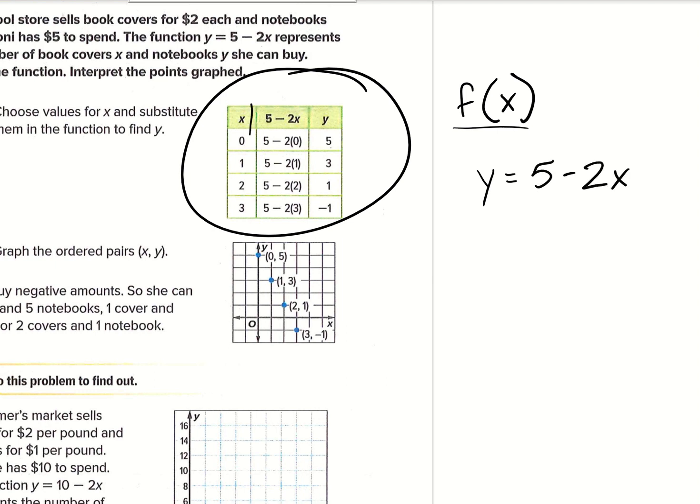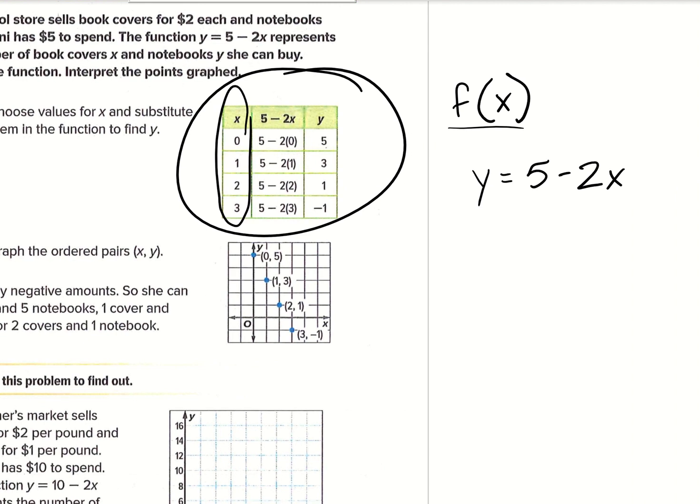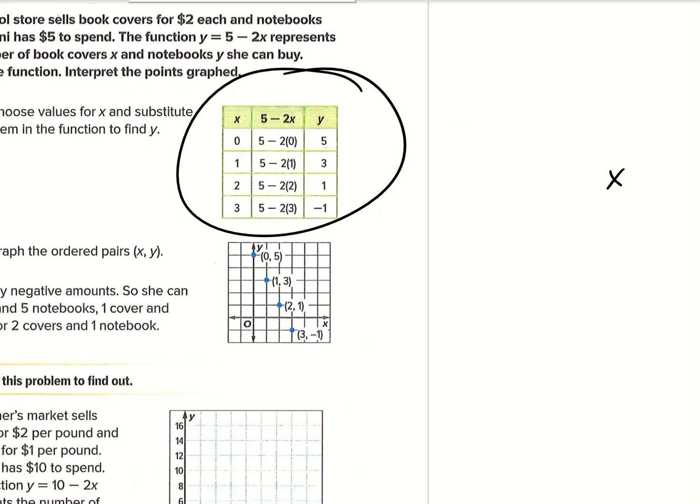All right, they put a table here for our values of x. One thing that's kind of interesting for x is that we don't have any negatives. The reason for that is that just wouldn't make any sense, right? She's not going to be buying a negative number of book covers for obvious reasons. They don't even get into the negatives for that. So there's a little bit of common sense to a real world problem there, that you wouldn't need to use negatives for this one. But they do use 0, 1, 2, and 3.